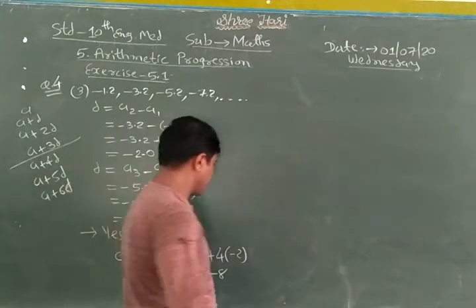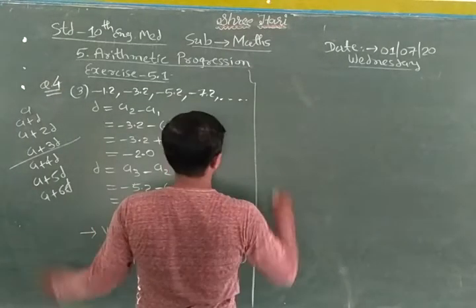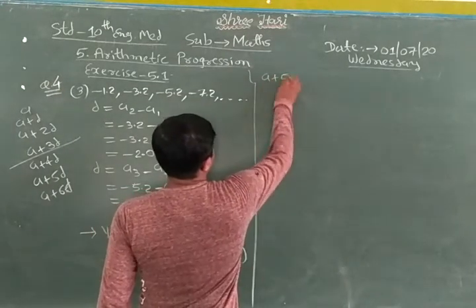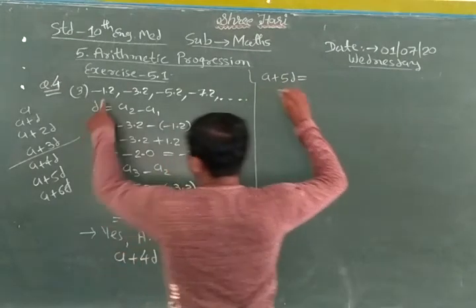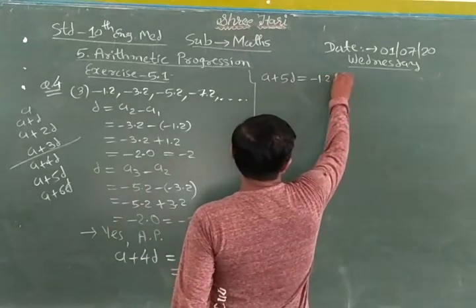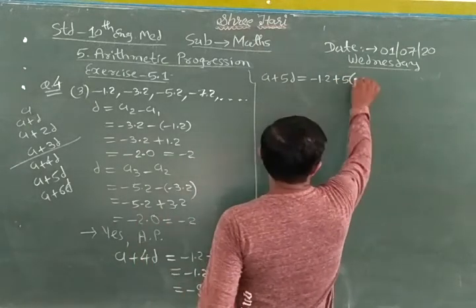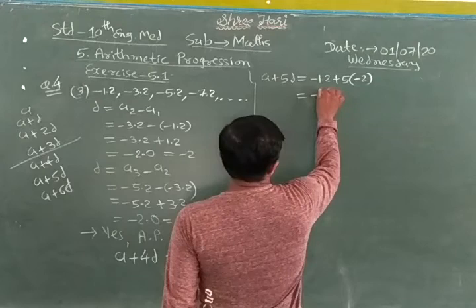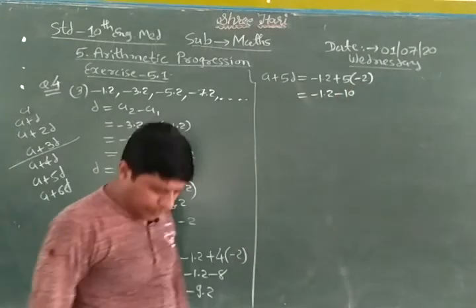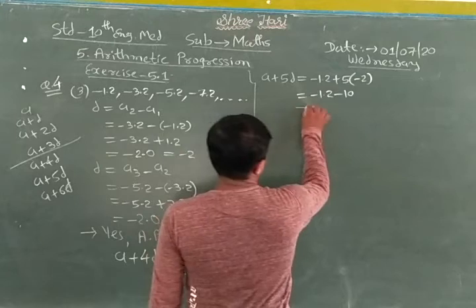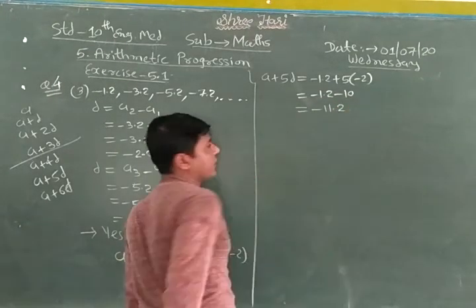Now we write down here A plus 5D. So A value is minus 1.2, 5, D value minus 2. Minus 1.2, 5 twos are 10, plus minus minus, minus minus plus, 10 plus 1.2, so minus 11.2.